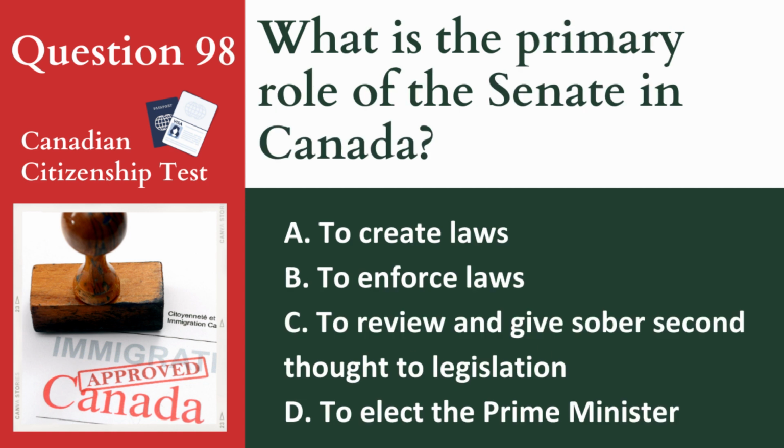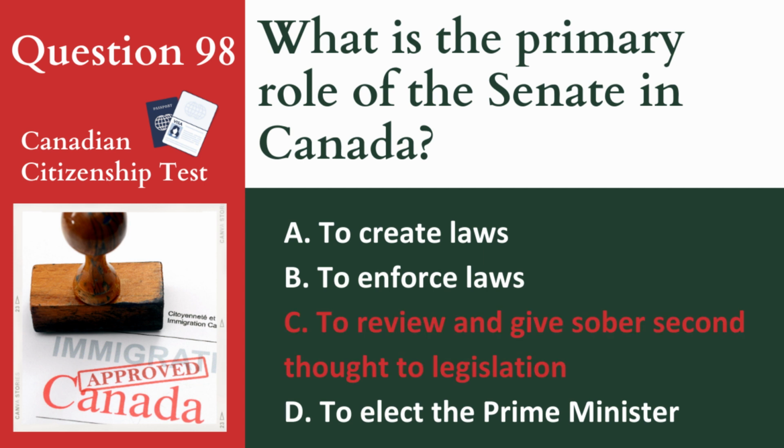Question 98. What is the primary role of the Senate in Canada? A. To create laws. B. To enforce laws. C. To review and give sober second thought to legislation. D. To elect the Prime Minister. Answer. C. To review and give sober second thought to legislation. The Senate acts as a chamber of revision and reflection on legislation passed by the House of Commons.